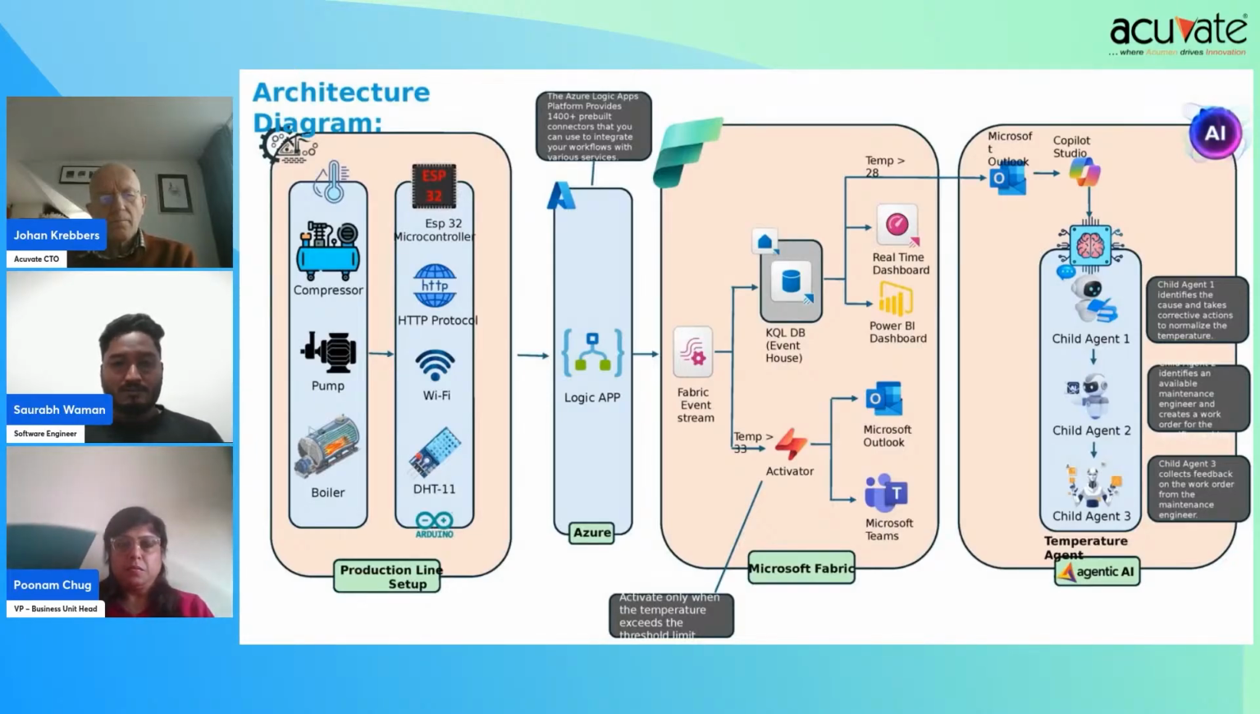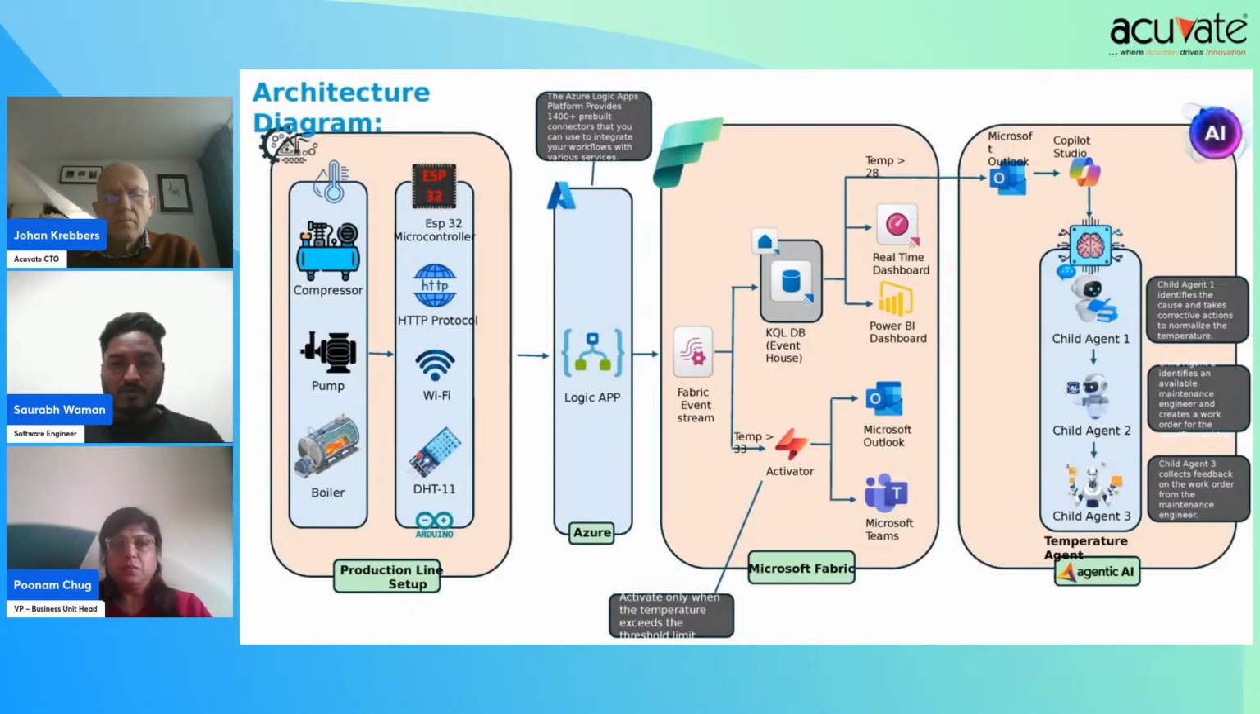Once we get the data into the Logic App, we are pushing that data into the Fabric Eventstream. In the Fabric Eventstream, we have divided that same data into two parts. One we are storing in the KQL database, which is present in the Eventhouse, and on the other hand, we are sending the same data to the Fabric Activator. As I mentioned, the Fabric Activator helps us send Teams alerts and Outlook alerts if the temperature goes above the threshold limit. So it will send Outlook alerts and Teams alerts.